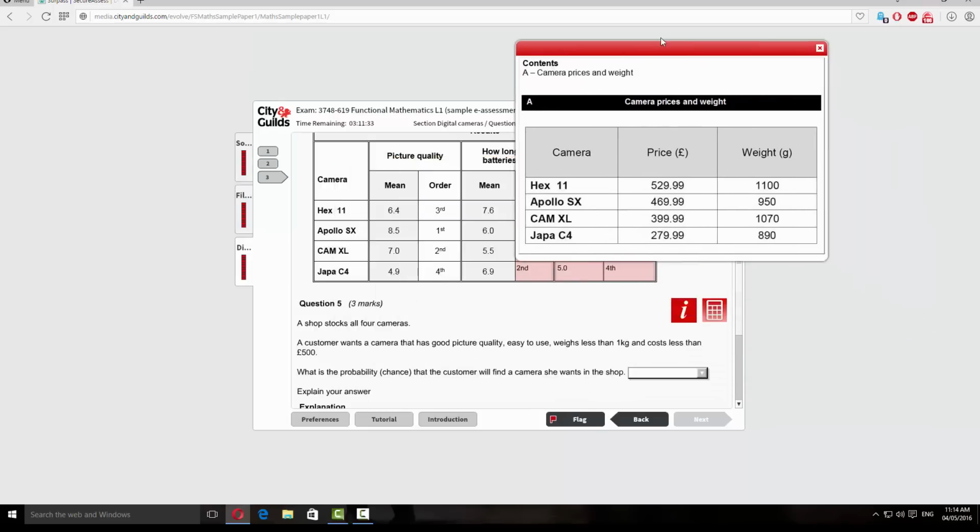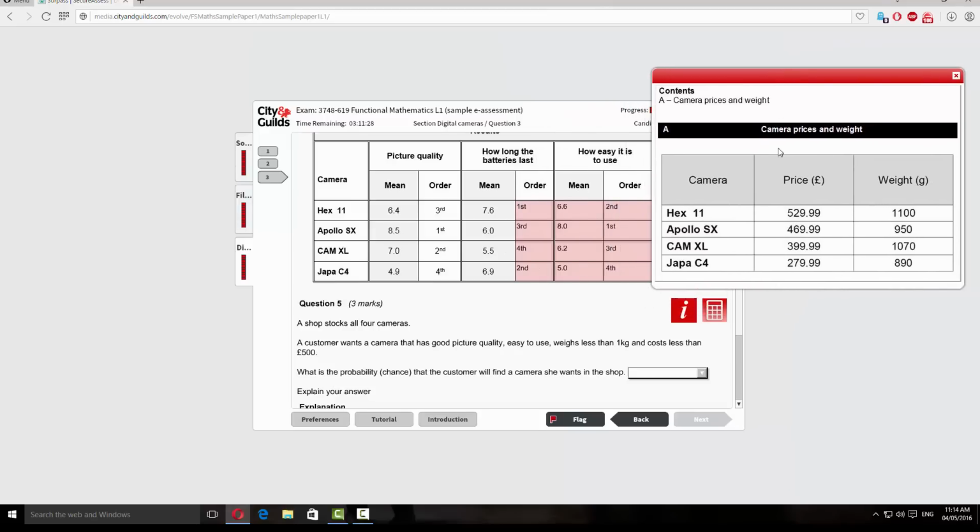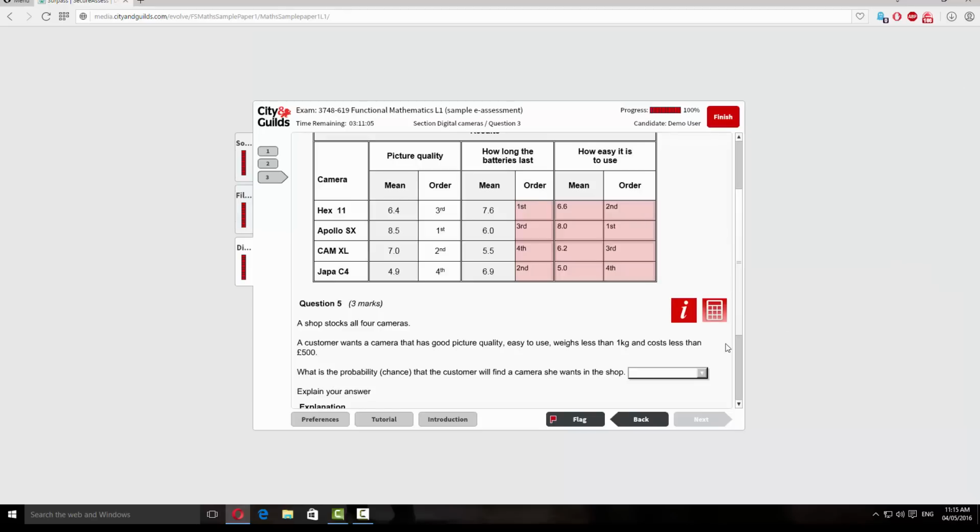If we look at the prices and the weights, we'll also see that the Hex is too expensive, the CamXL is too heavy. The Japper does fit the criteria, but it's got poor picture quality and poor ease of use, whereas the Apollo SX is underpriced, underweight, so it fits those criteria, and it got very high scores on picture quality and very high score on how easy it is to use. 8 out of 10 is a pretty high score. Batteries don't last so long, but the customer's not asking for that. So I would say that it's certain.